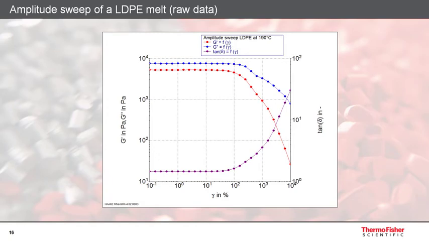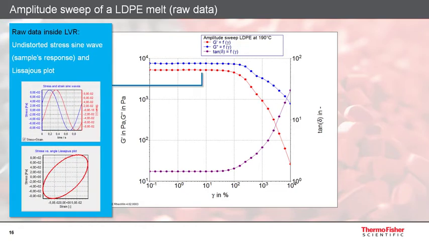When we have a look at the raw data of the amplitude sweep test, which are the sinusoidal waves of the excitation signal and the response signal of the sample, we can see that within the linear viscoelastic range, both exhibit the shape of an undeformed sinusoidal curve.